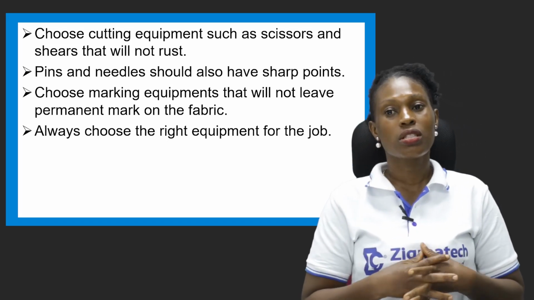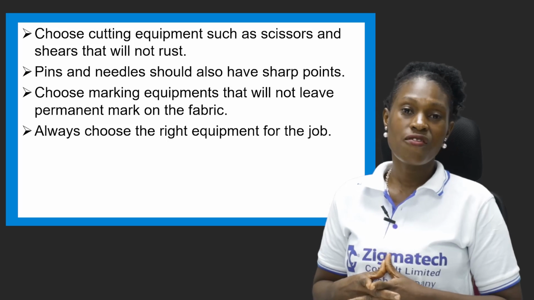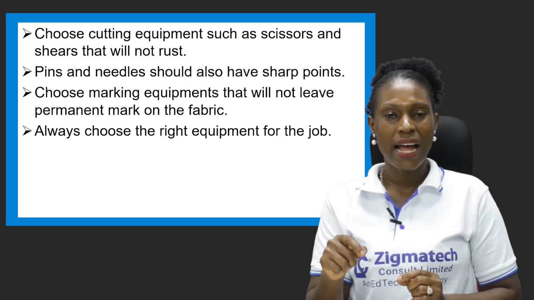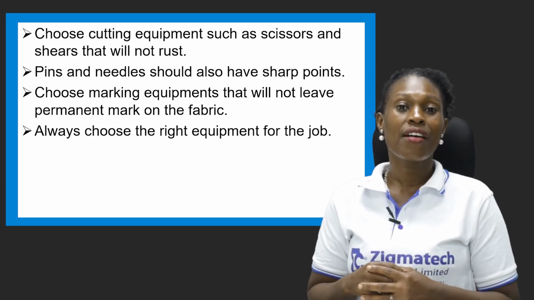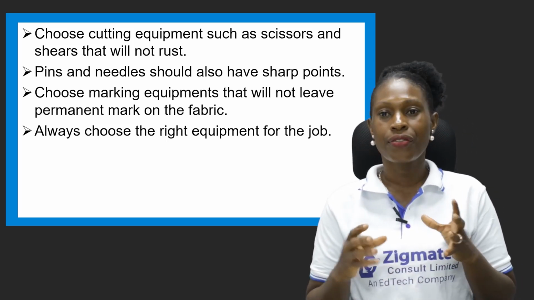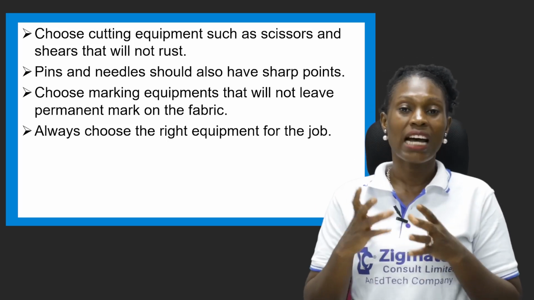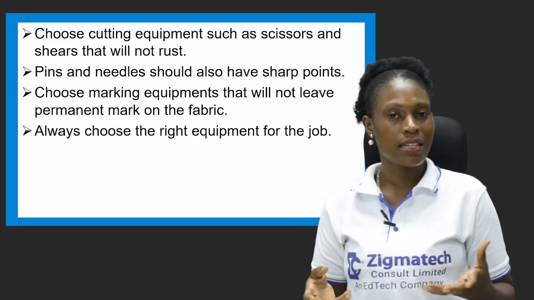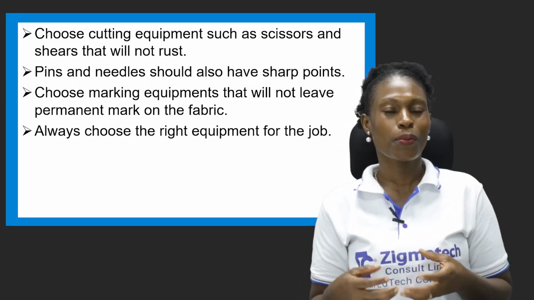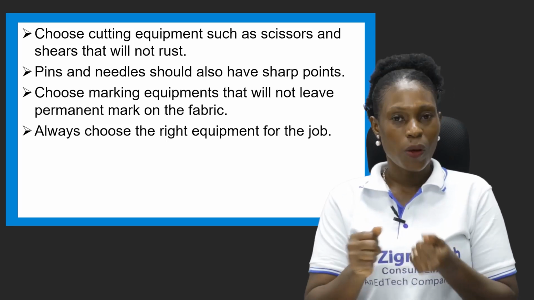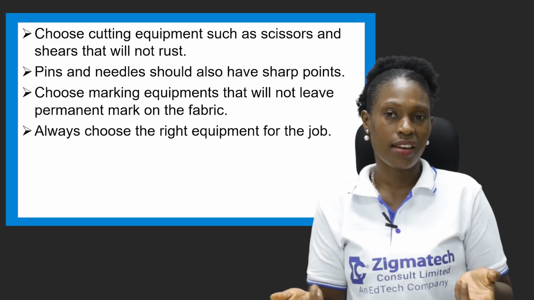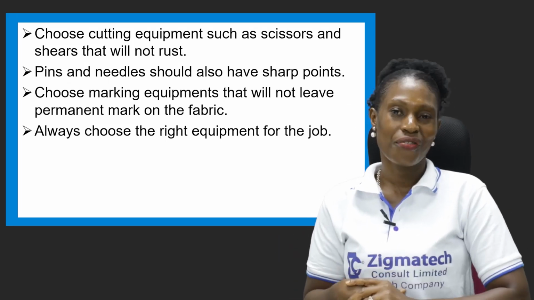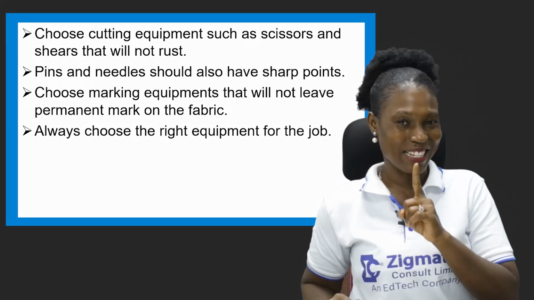And also you need to choose marking equipment that will not leave a permanent mark on the fabric. Because you need to mark patterns on your fabric, you need marking tools that do not leave permanent marks on your materials. Okay, you're going to be cleaning that thing when you're done, so it shouldn't be permanent. It should be something that can be washed off, and it's okay. So you need to choose tools that do not leave permanent marks on the fabric, because the customer will not find it funny.